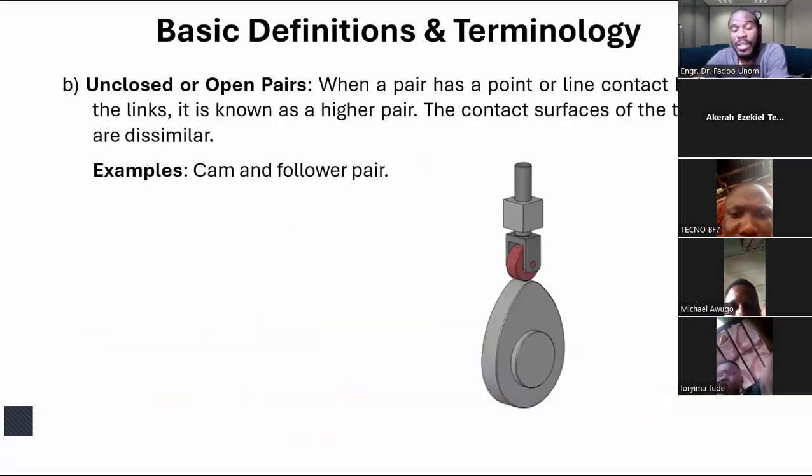But when the links are held together, not by mechanical means, usually under gravity or something, right? We say that they are unclosed or open pairs. Okay? They just have a point or a line contact between them. We say that they are unclosed pairs. With these pairs, you can easily push them apart. There's nothing constraining them, holding them firmly together. Okay? They can easily be separated. And a very perfect example is a cam and follower pair.